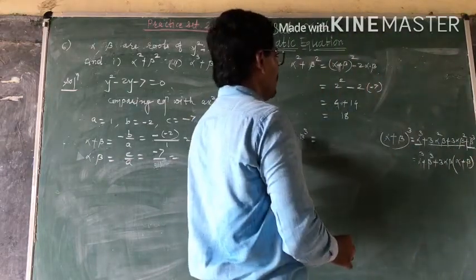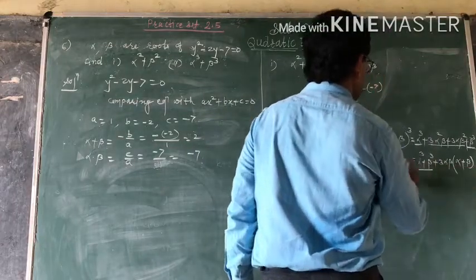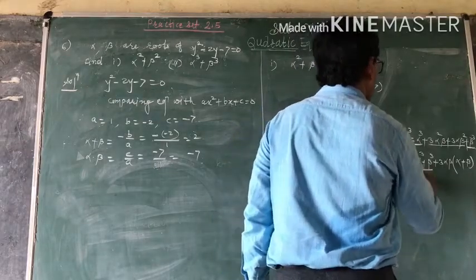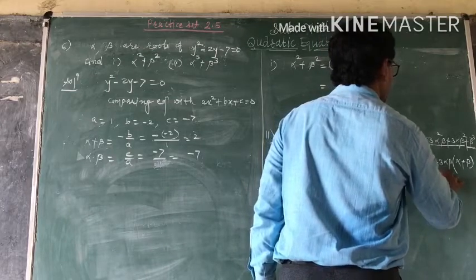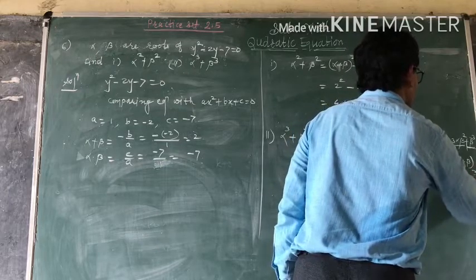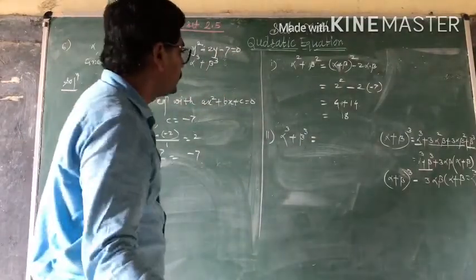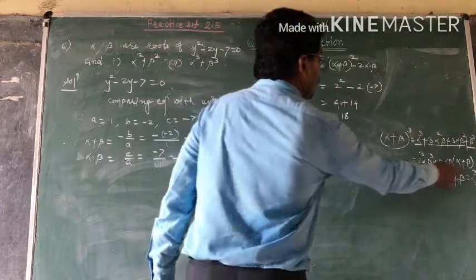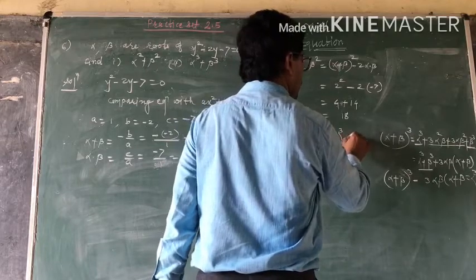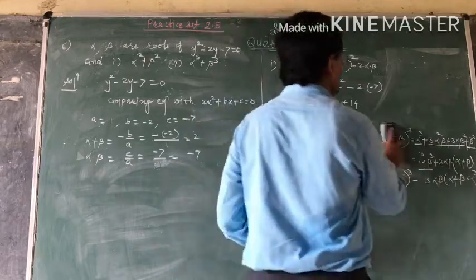Now we want here only alpha cube plus beta cube. Remain this here and transfer this term. (alpha plus beta) cube minus 3 alpha beta into (alpha plus beta) is equal to what is remaining here? Alpha cube plus beta cube. Now in this formula, alpha cube plus beta cube is equal to (alpha plus beta) cube minus 3 into alpha into beta into (alpha plus beta).